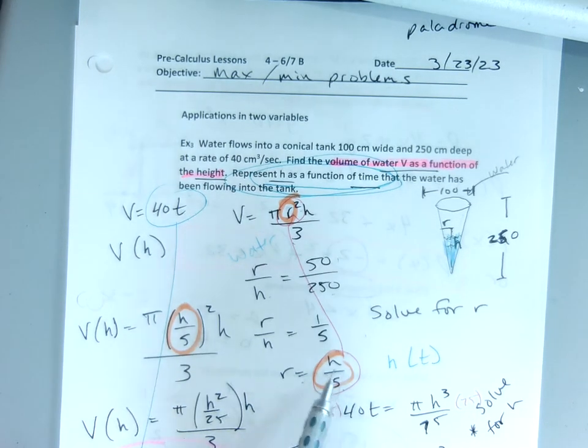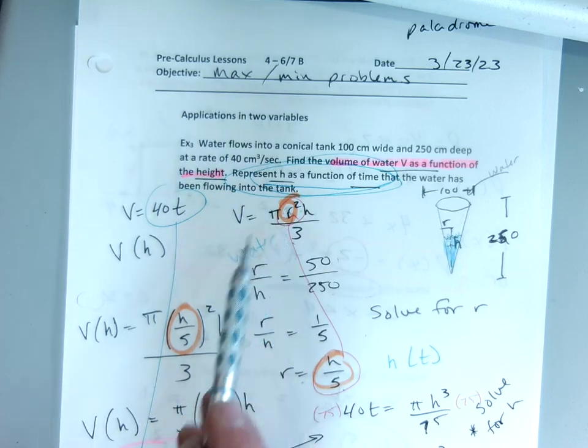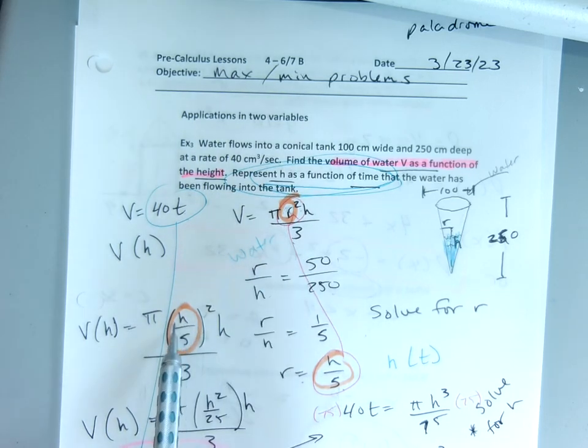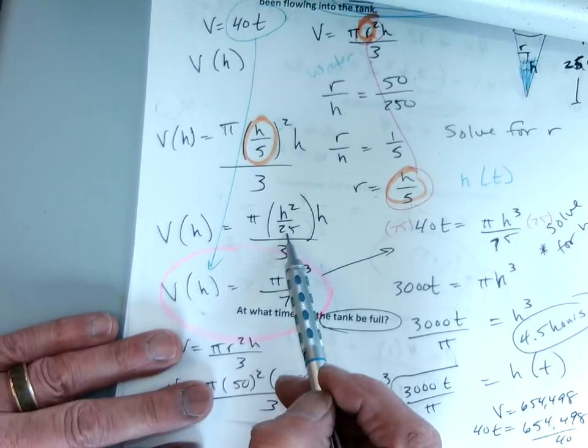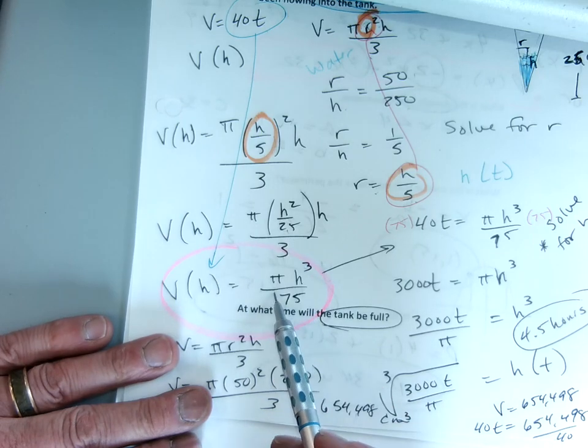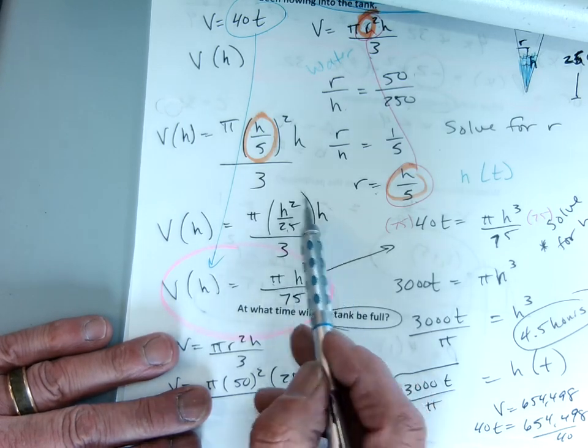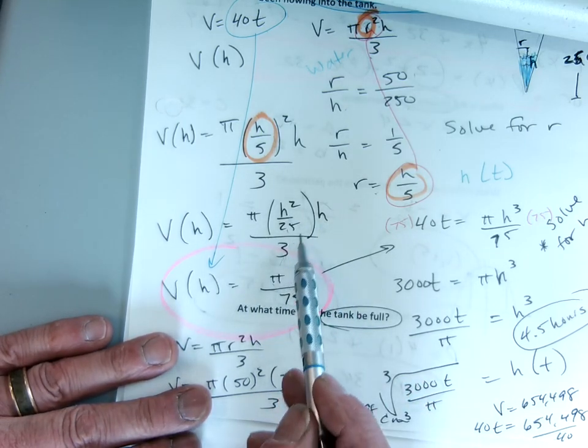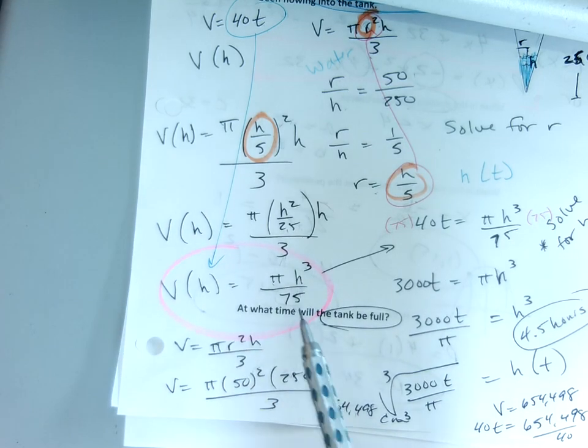So I put that into r. And so I went h squared, instead of r squared, I went h over 5 squared. And then I simplified that. That's h squared over 25. I just multiplied that. And then I simplified a little further, and I got pi h cubed over 75, because that's 25 times 3, over 75, okay? Okay, I've got the first part done.